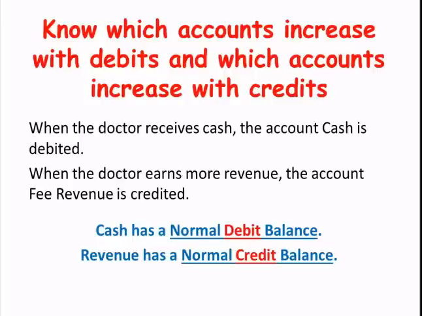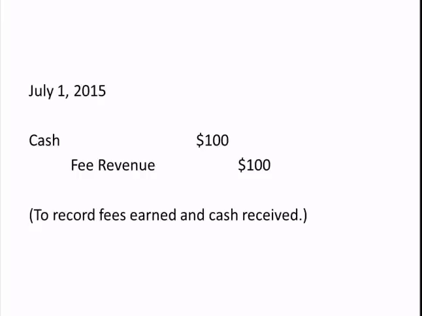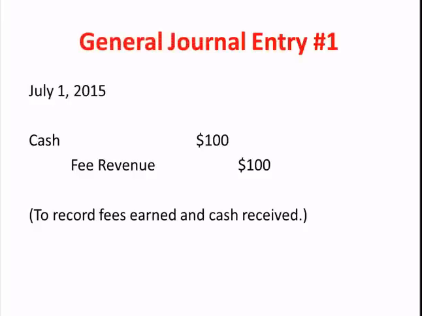Cash has a normal debit balance. Revenue has a normal credit balance. Check your accounting textbook for more information on this. And finally, all journal entries have a reference. In this case, we'll call this entry journal entry number 1.